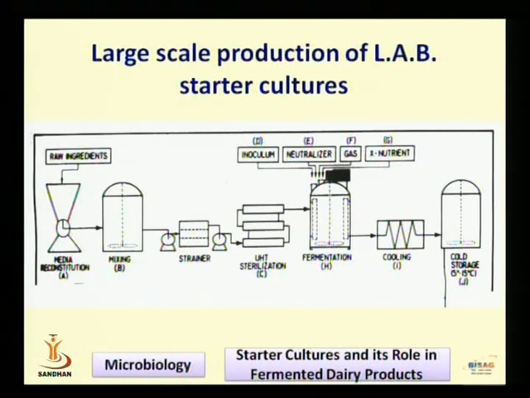This flow chart indicates in how many steps the fermentation process is going on and how you can store it. As the first diagram indicates, the raw material is reconstituted, mixed properly, and then a strainer is used for straining purposes.